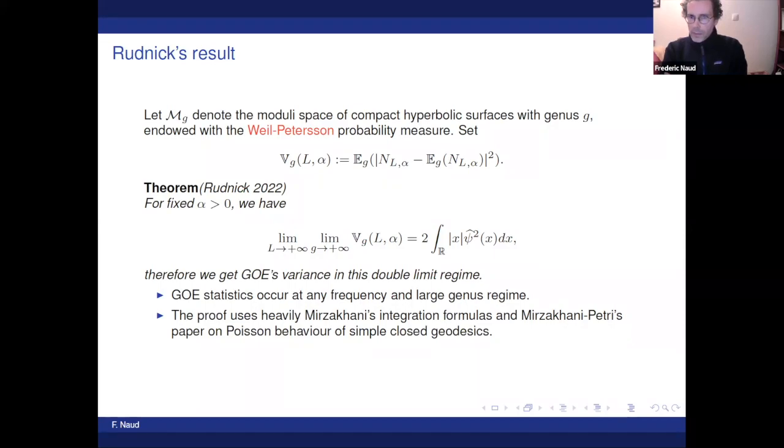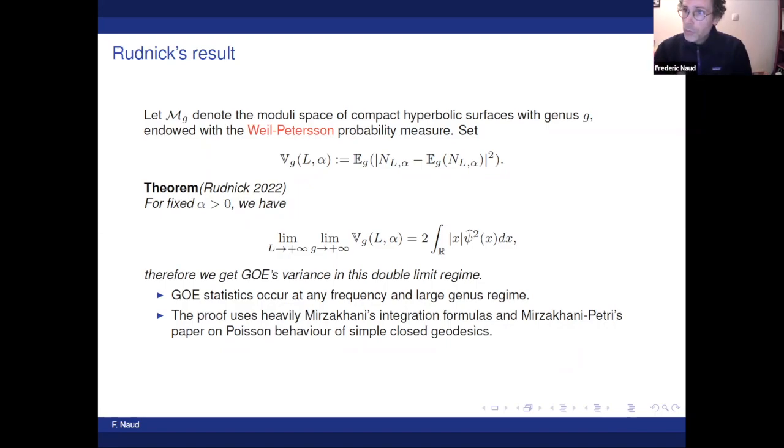So the proof is basically following the intuition of physicists, but using the power of the averaging effect. And basically what this averaging is doing is that it is justifying this diagonal approximation. And at the core of the proof, you need to use, of course, the integration formula by Mirzakhani, but even something stronger, which can be found in the paper of Petri and Mirzakhani about the behavior of simple closed geodesics. They behave like independent random variables. And this is really what you use here in the proof.